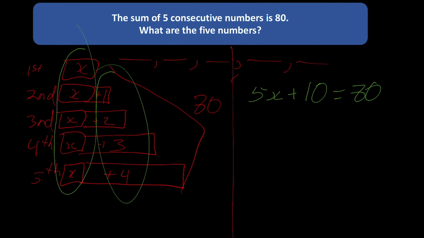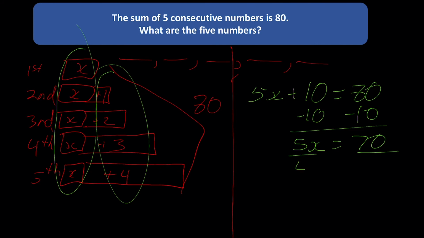And now I can just solve. So minus 10, that's 70. This is 5x. 70 divided by 5 is 14. And then I can put that back in, and just double check. So I have 14 times 5, that's equal to 70, plus 10 is 80. So I know I have my smallest number, my first number, in my sequence of consecutive numbers. And then I can just fill this in.